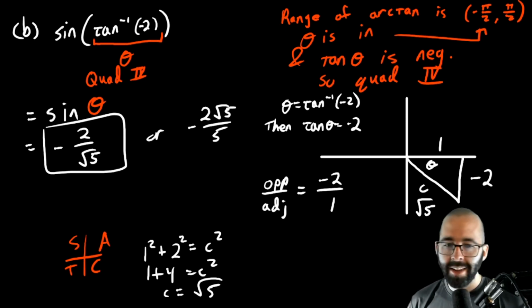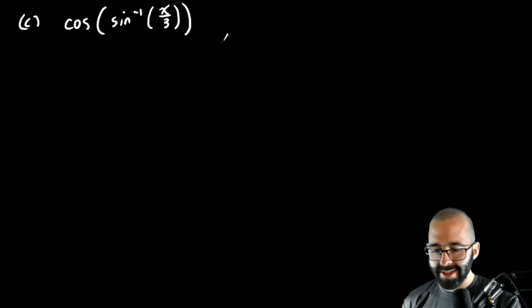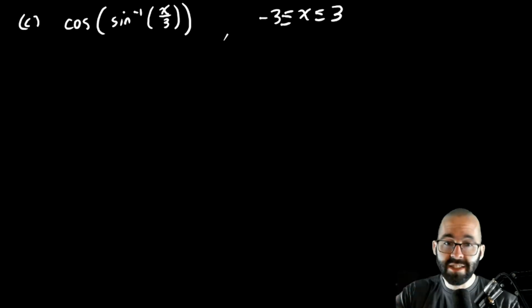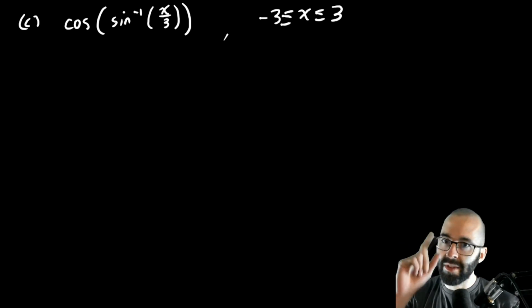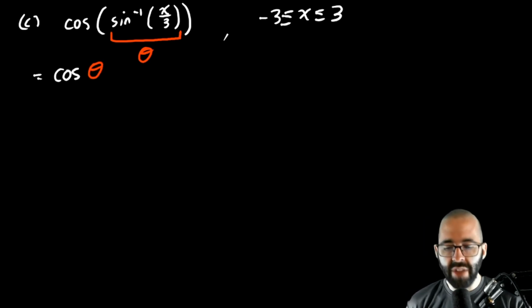All right. Let's end with one really special problem. Part C. Find the cosine of the inverse sine of x over 3. And specifically, x is going to be between negative 3 and positive 3. Don't freak out. This is very close to the same as the previous problem. Inverse sine takes in a ratio and spits out an angle. All this is asking is what is the cosine of that angle?